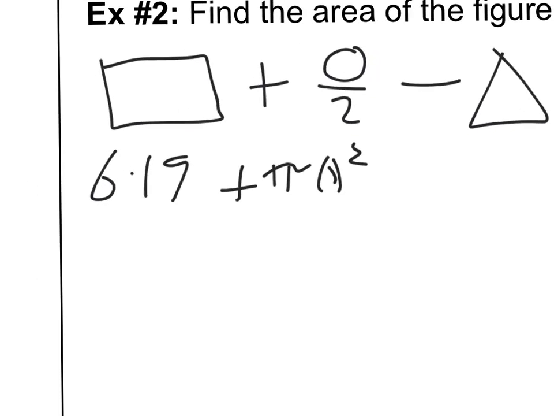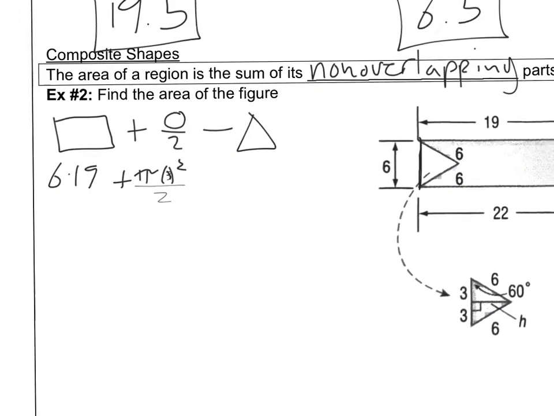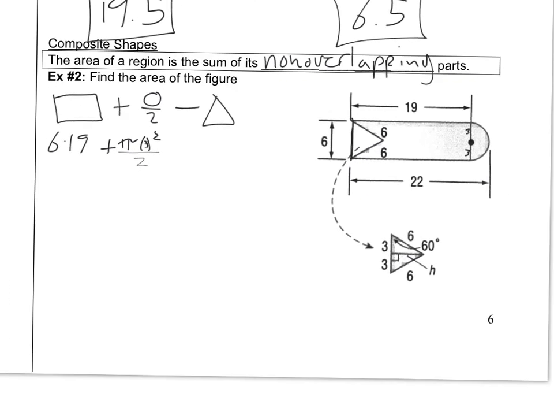Okay, it looks like I need to zoom in to write an accurate 3 there. And remember, I'm dividing that by 2 because it's only half a circle. So pi 3 squared divided by 2. All right, now I just need to find the area of this triangle so I can subtract it.